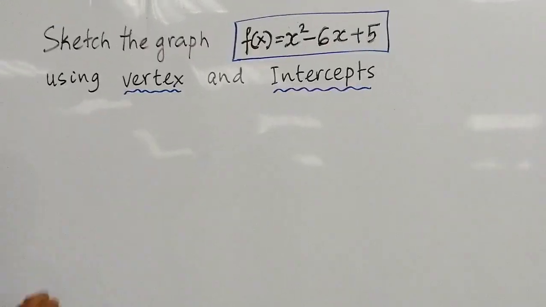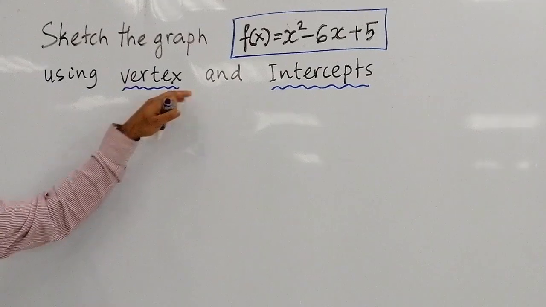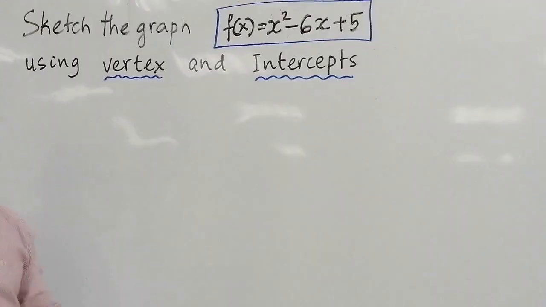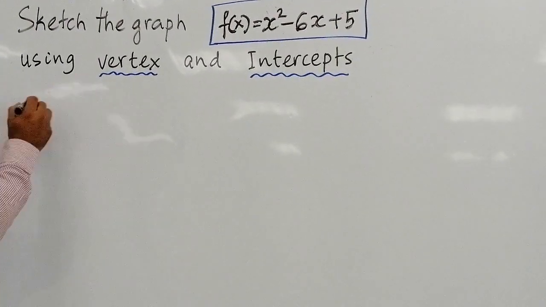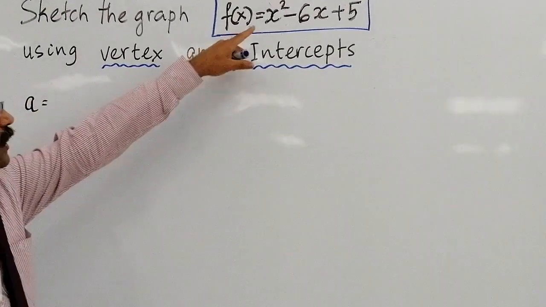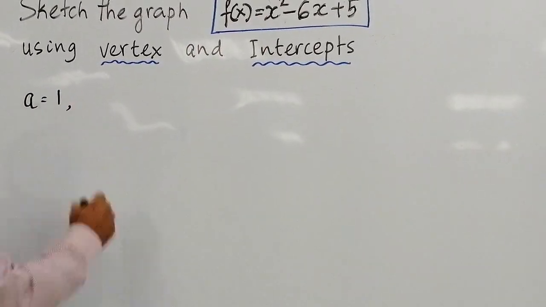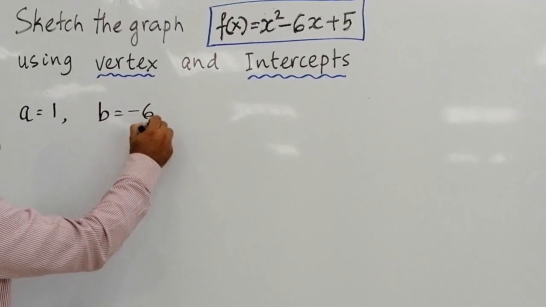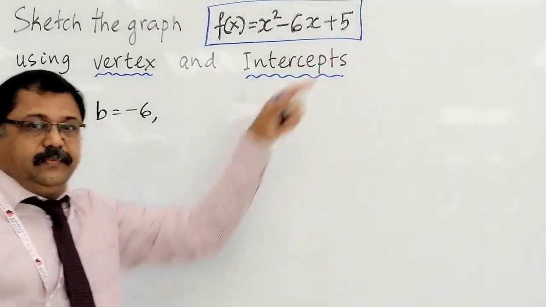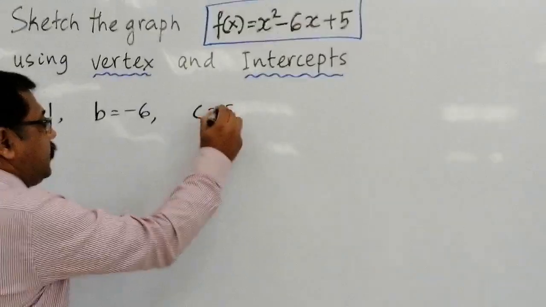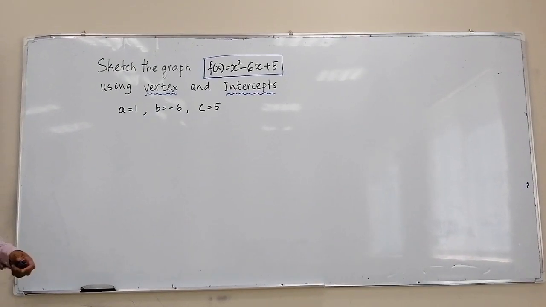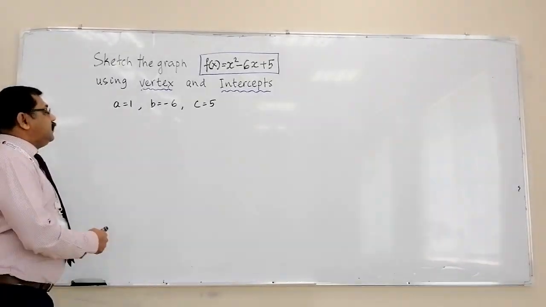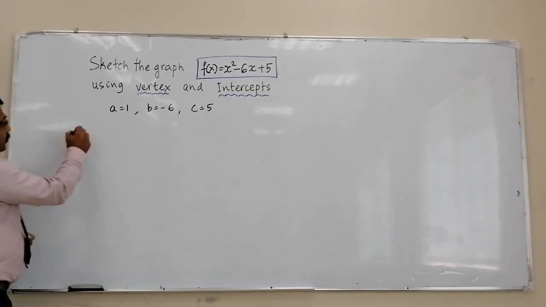The first one is the vertex. For that, let us see what a, b and c are in this function. We know that a is 1, b is minus 6 and c is 5. So a is 1, b is minus 6 and c is 5. Okay, let's start with the vertex.